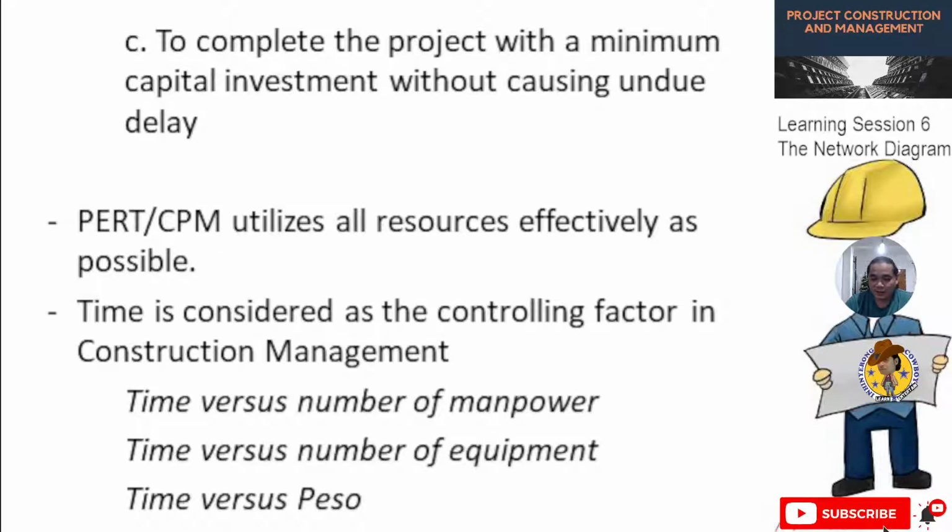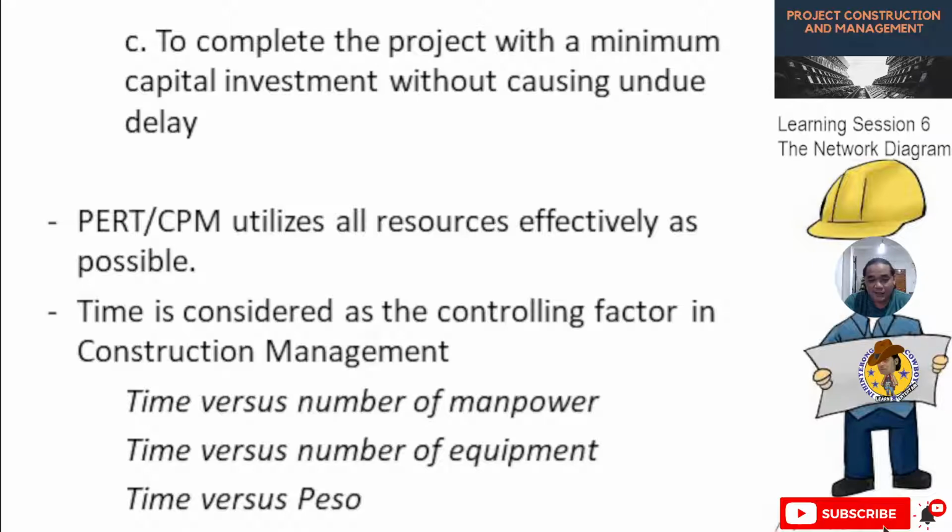Letter C is to complete the project with minimum capital investment without causing undue delay. That is why, if you are working in the construction industry, the manager is always looking at the cost. He will find a way to reduce the cost through a reasonable scheme. For example, saving electricity and fuel, so you have to plan for that scheme.